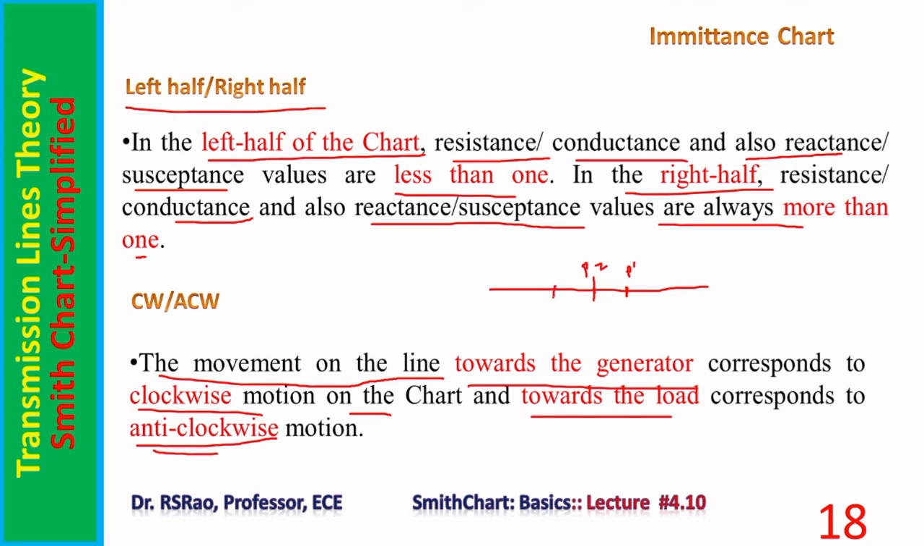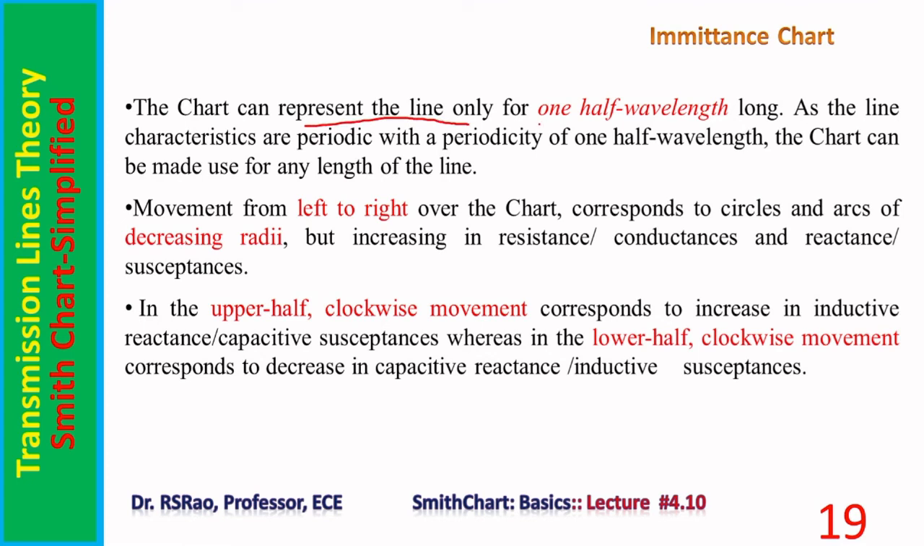Similarly, let us suppose there is another point P double prime. Let us suppose we want impedance at P double prime. This point is on the source side of the reference point. So we need to move over the chart, and that movement requires to be in the source side, means towards generator, means clockwise. The two scales that are provided over the periphery are mentioned as wavelength scales. Those scales we will be using for movement over the line. The chart can represent the line only for one half wavelength long. As the line characteristics are periodic with a periodicity of one half wavelength, the chart can be made use of for any length of the line.